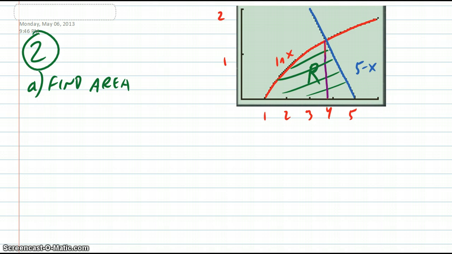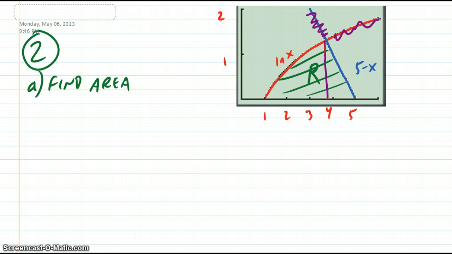So the first part here just asks you to find the area, and so that's what we're going to start with here. So I drew the graph, and sorry about the creaking here. I'm trying to get it in a good position, but we have the graph. The red graph is the natural log of x, and the blue graph is 5 minus x, the line. And these parts, if you look at the problem, these parts weren't on there. So we're just looking at that green region R, and we want to find the area.